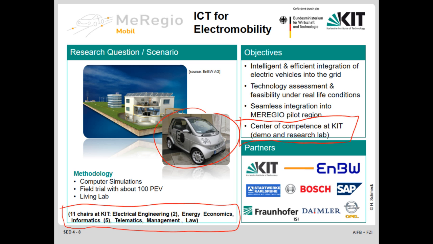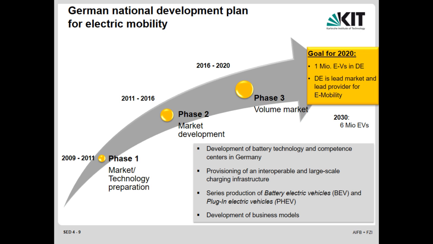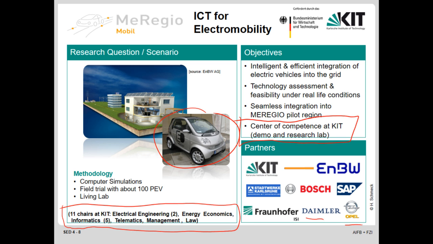And we had new partners, we had Daimler, Opel, Stadtwerke, Bosch, SAP was there in Meregio also. Okay. So I said that here the idea was to have ICT for electric mobility.